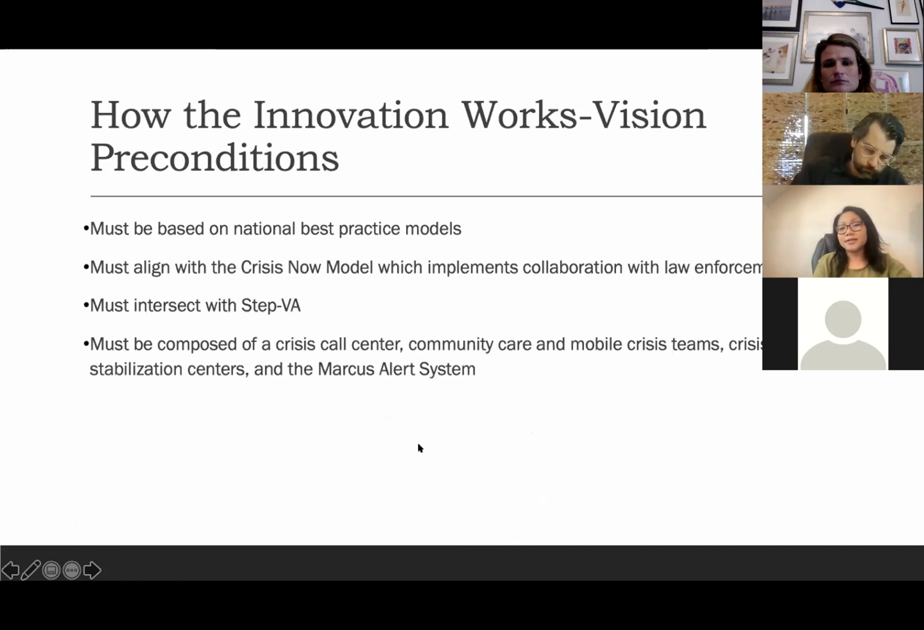Some preconditions also exist, which are to be based on national best practice models, must align with the Crisis Now model, which implements collaboration with law enforcement, must intersect with STEP Virginia, and must be composed of a crisis call center, a community care and mobile crisis teams, crisis stabilization centers, and the Marcus Alert system.